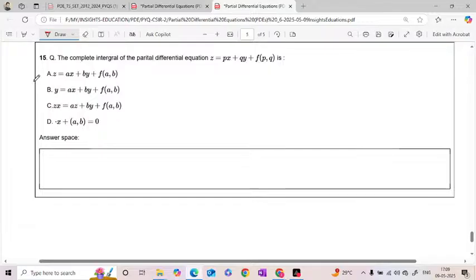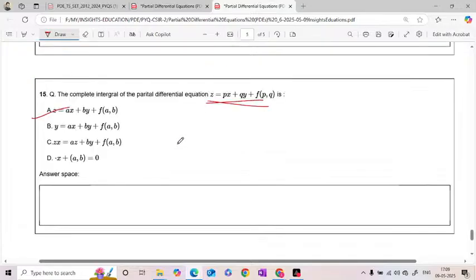Option A is the direct answer. Option A. Okay. Now this is about the partial differential equations. In the next class we will start the ODE.